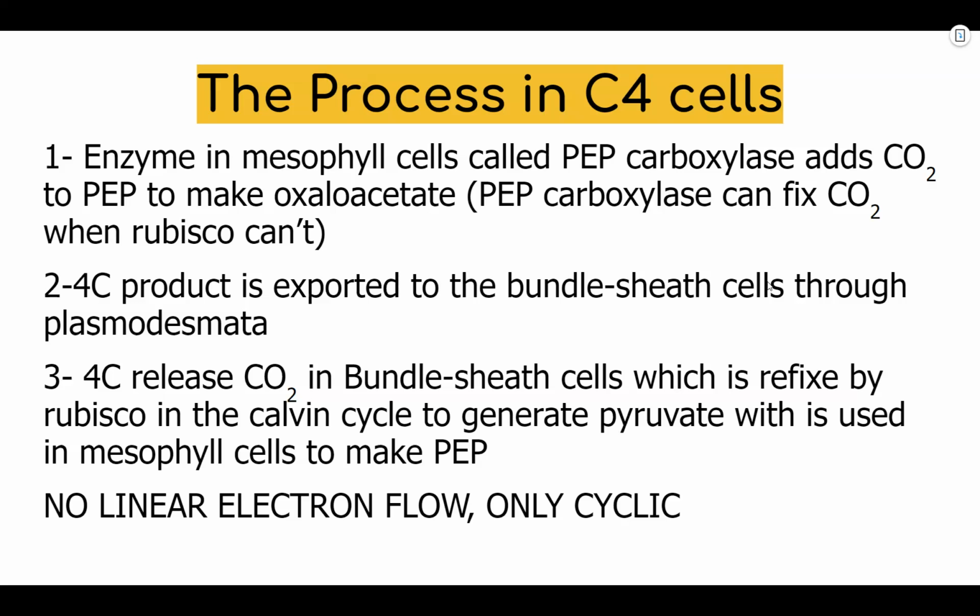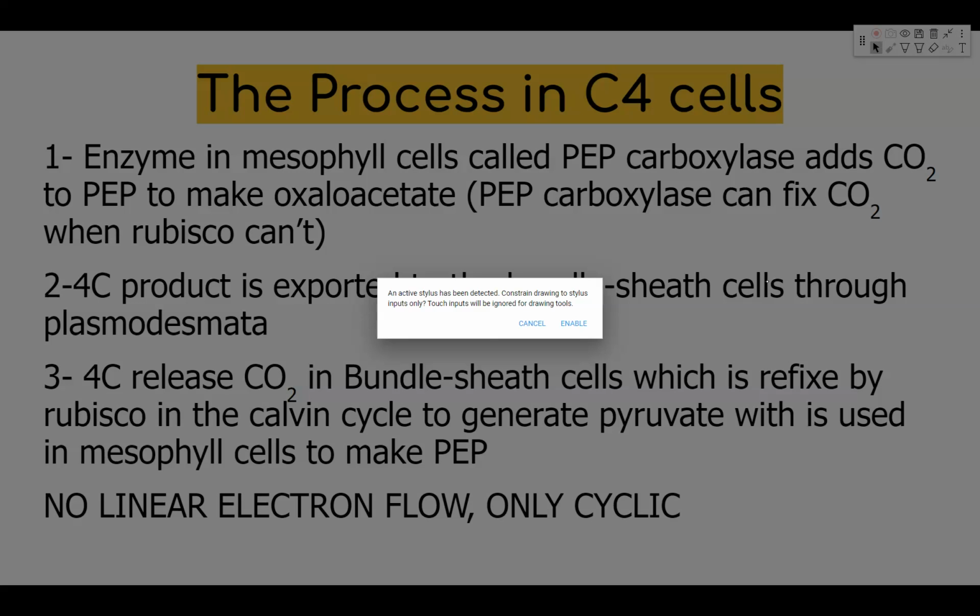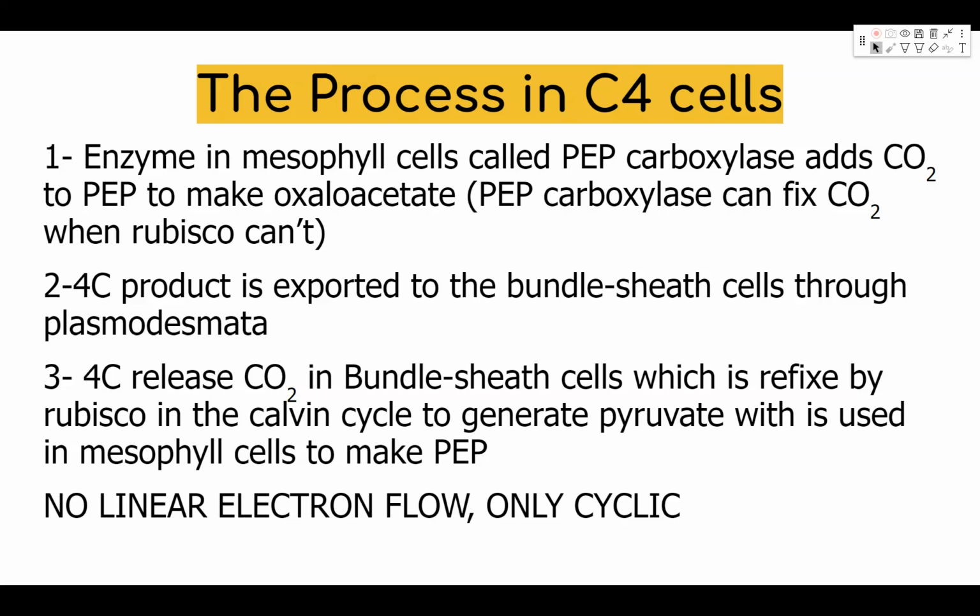So this is our Calvin cycle in C4 plants. There are 4 big steps that happen. Number 1, we've got an enzyme in the mesophyll adding carbon dioxide to a molecule called PEP.